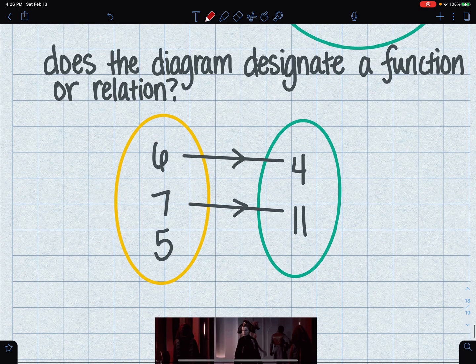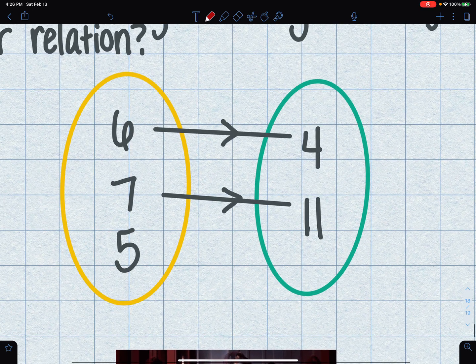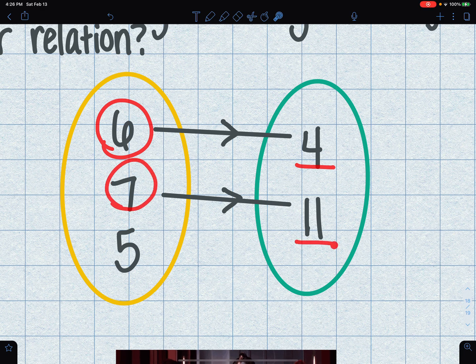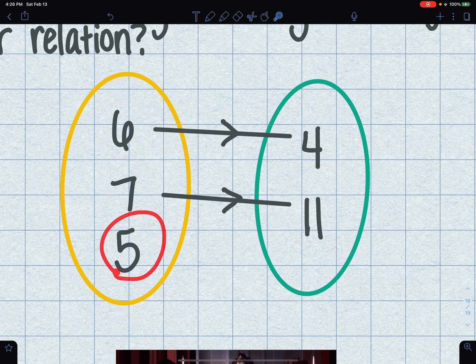Now we're doing 8412. Is this a function or a relation? If I put in a 6, I get a 4. If I put in a 7, I get an 11. So far, I'm good. If I put in a 5, oh, it steals my money. It gives me nothing. This is the poor Milhouse situation.